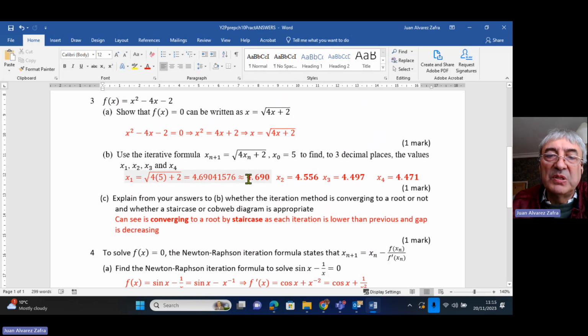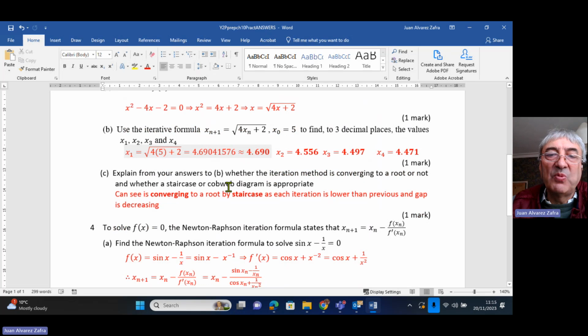And then we substitute that value into this formula again. So we get the square root of 4 times 4.69 plus 2, and that gives us 4.556, and so on until the fourth value is 4.471.